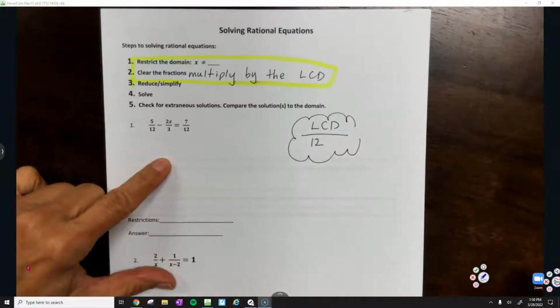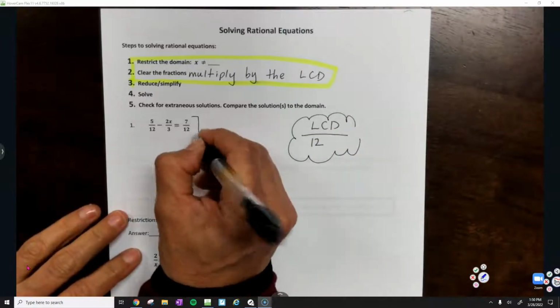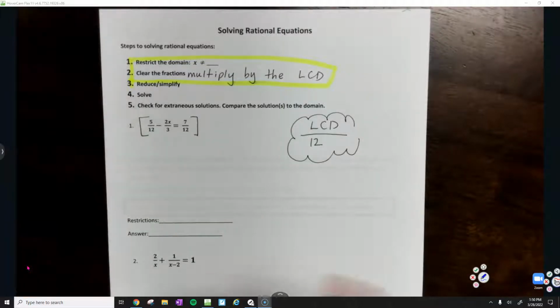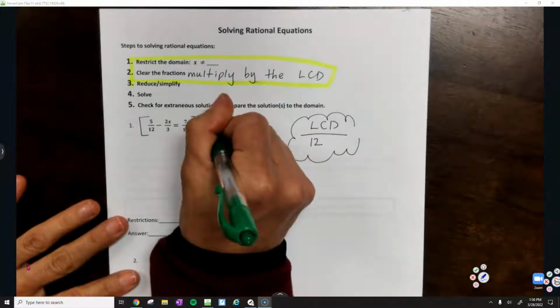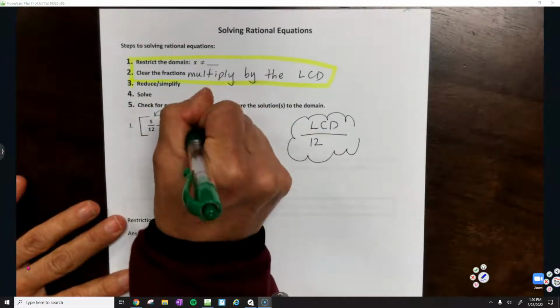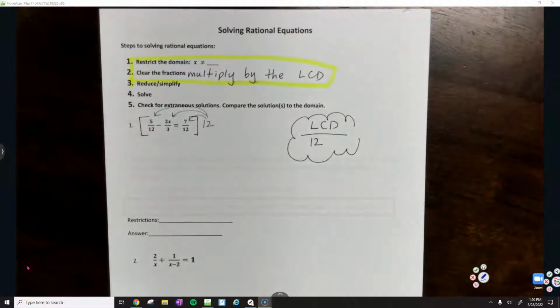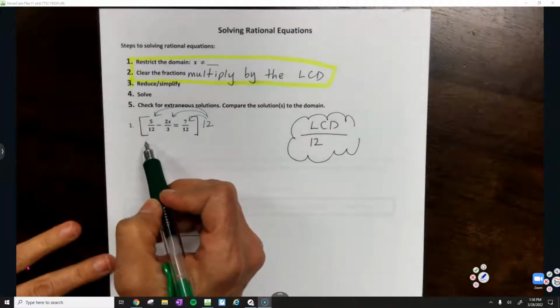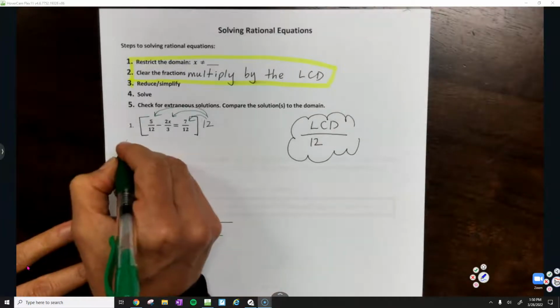So now that we know what the LCD is, we're going to multiply the whole entire equation by the LCD, and it's not going to have any fractions anymore. So when we multiply by the LCD on this first problem, and on this first problem only, I'm showing all the unnecessary work. After that, we're going to start cutting some stuff out. When I distribute this 12 to this first fraction, here's what it looks like.